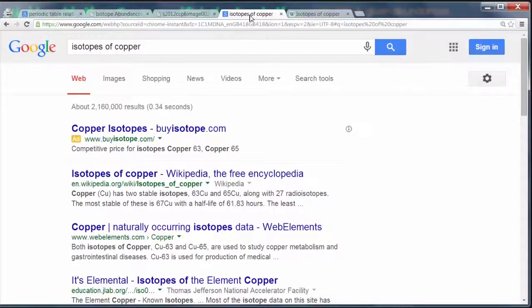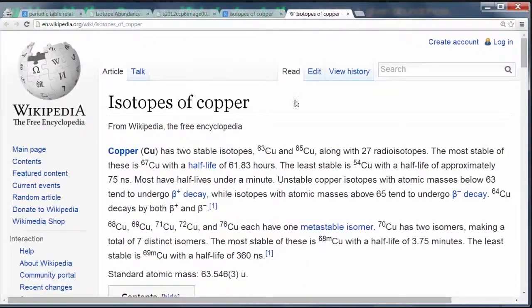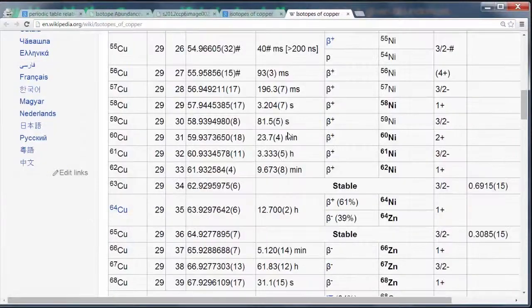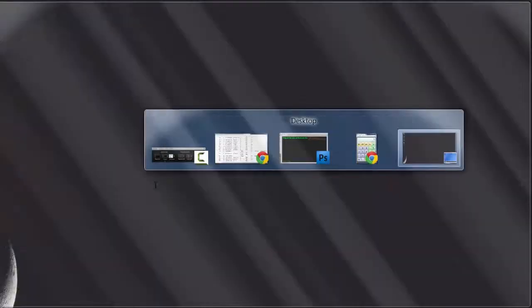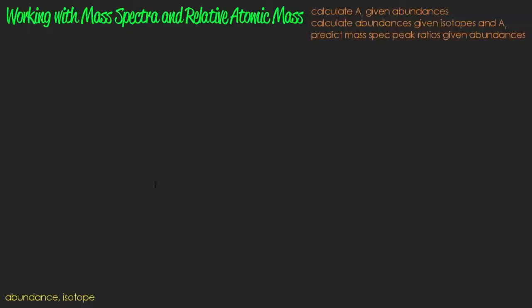So again, if you type into Google isotopes of copper, good old Wikipedia gives us a more accurate mass that we can work off. I'm going to take these numbers with four decimal places or something like that. Okay, so let's take these numbers through and go back to the board. There we go.